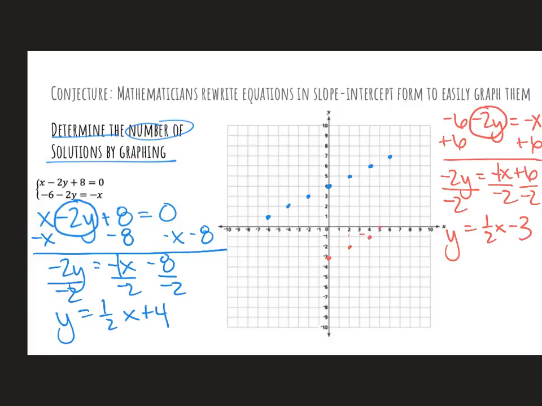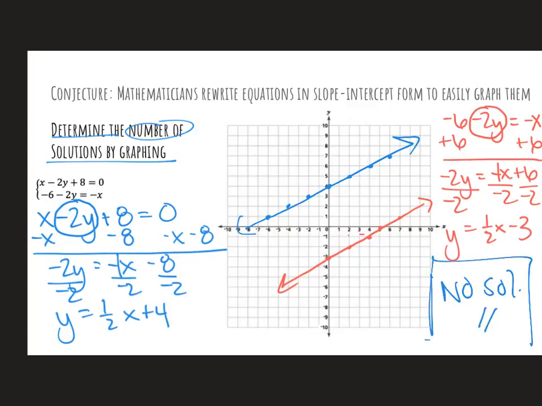These lines don't look like they're ever going to cross. I believe I've got parallel lines here. So that means I have no solution. Oh, I didn't mean to do that. So how many solutions? No solution. And then the symbol for parallel lines.